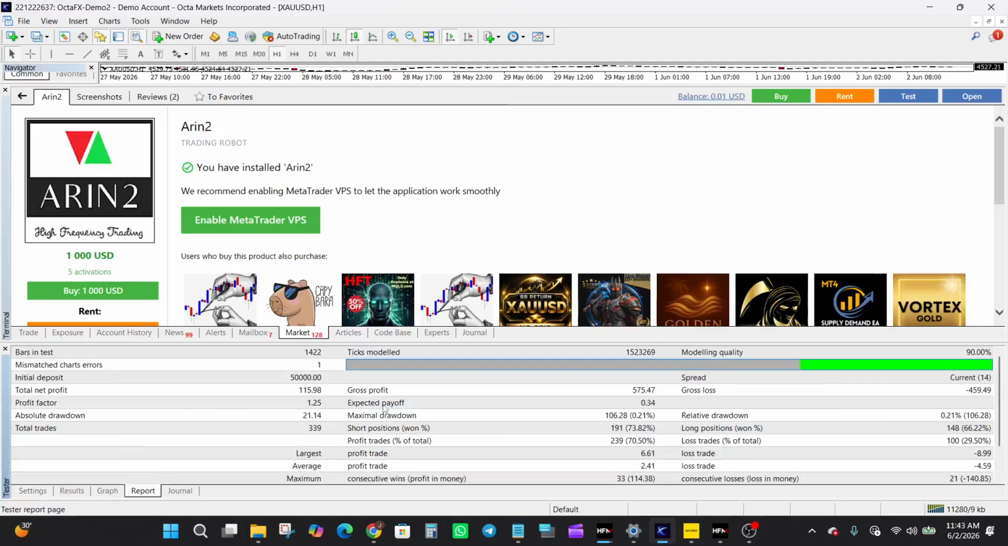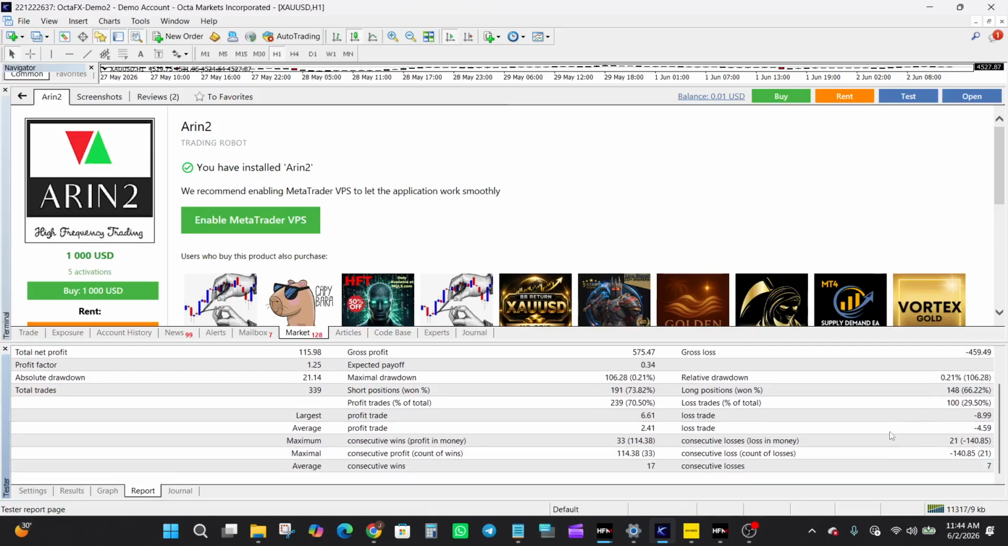Remember that this is just about a 1 month report, and from an initial deposit of $50,000, the total net profit was 115.98, which is, well, pretty fair, right? And then the total trades taken were 339 trades. Wow, this is indeed a scalper, right? 339 trades in a month, 191 short positions with 73.82% win rate. Long positions were 148 with 66.22% win rate.